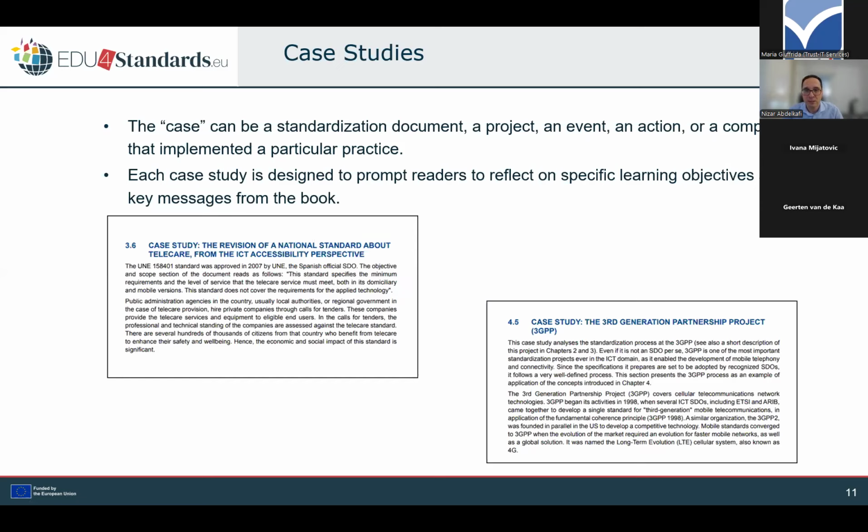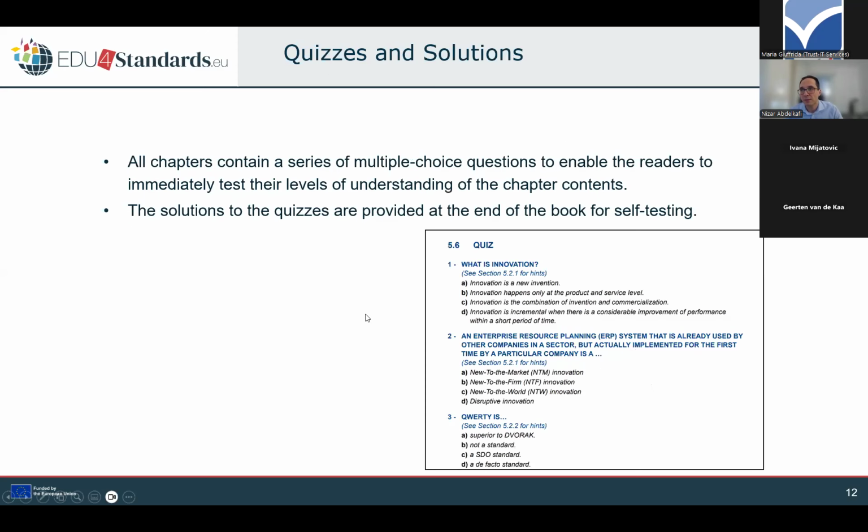We have also case studies. For us, a case study could be actually two things. They are not examples, because they are much broader, more expanded, with a much richer description. A case could be a standard, for example how a standard has been created, or it could be a project, like here the 3GPP project that we provide in the book as a case study.